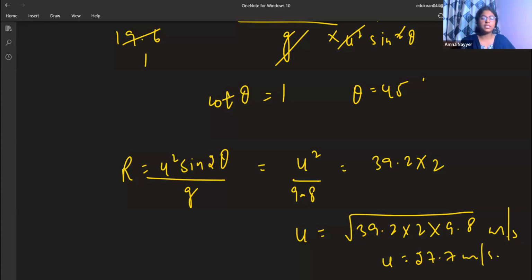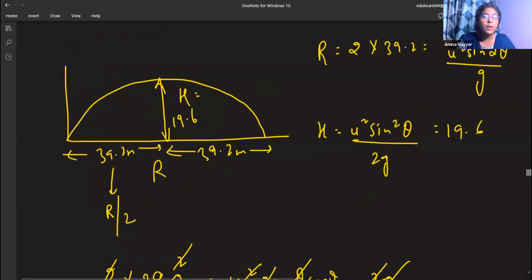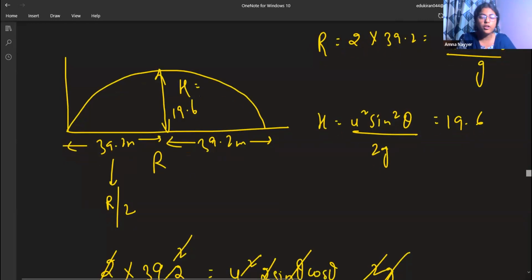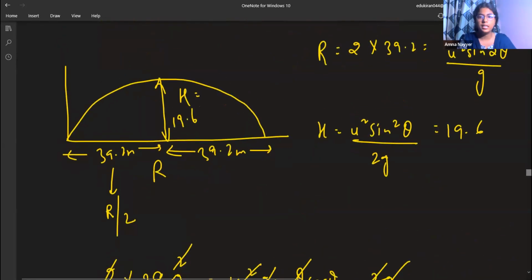This you please cross check. This is just from my memory, I have not solved it right now. 27.7, please check. This is how you'll solve. You had two equations. You had the range and you had the height. For the range, you just had to double it. So from range of motion and height you got the value of theta, and from theta you got the value of u. Note it down quickly and text me done once written.